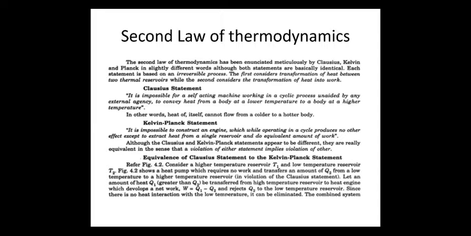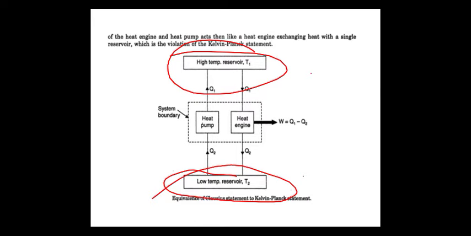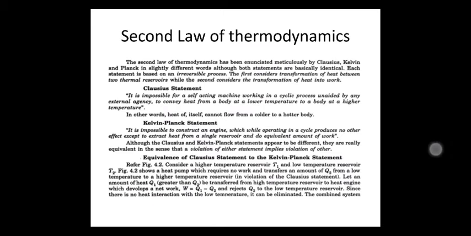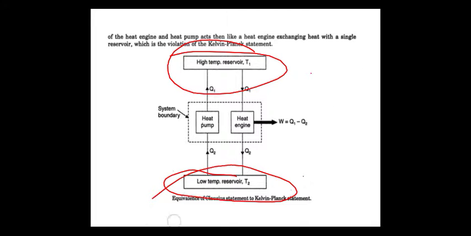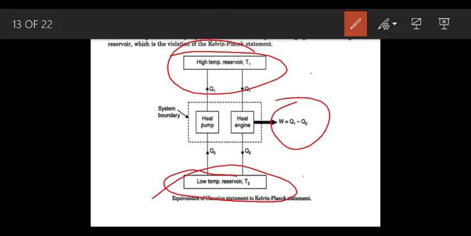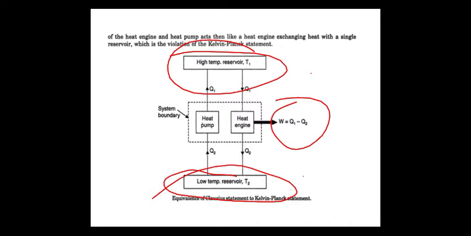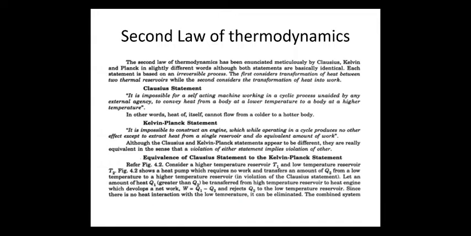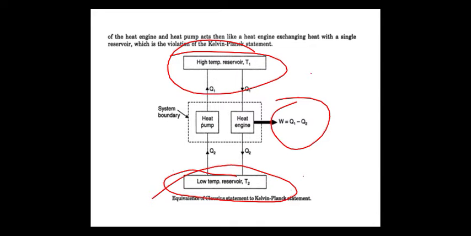Whereas the Kelvin Planck statement states that it is impossible to construct an engine which will operate in a cycle and produce no other effect except to extract heat from a single reservoir and do an equivalent amount of work. See, this part is the work. Now we will focus on these two statements in terms of this diagram, the Kelvin Planck block diagram representation.